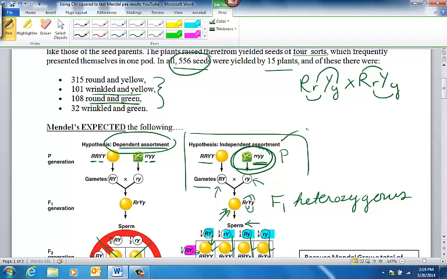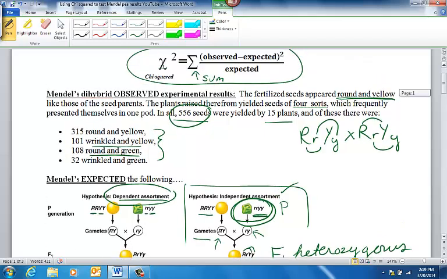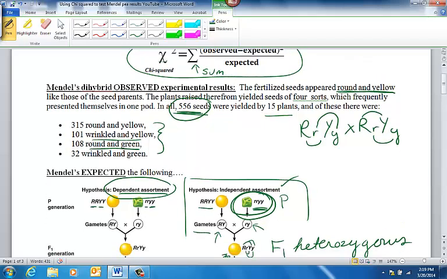So now we have to see whether he's on the right track with his independent assortment hypothesis. Now, of course, if you studied meiosis, we know he was on the right track, but we're going to look at the statistical analysis of this. So back to our 556 offspring, 315 round and yellow, 101 wrinkled and yellow, 108 round and green, and 32 wrinkled and green.